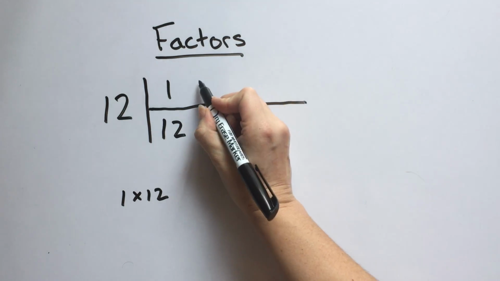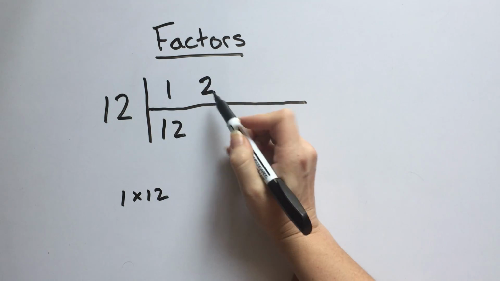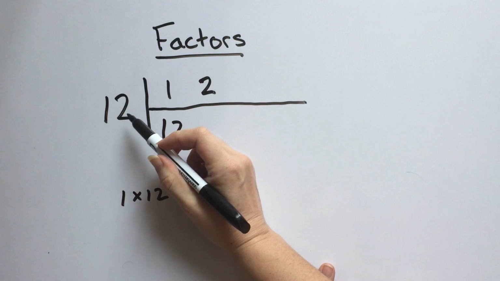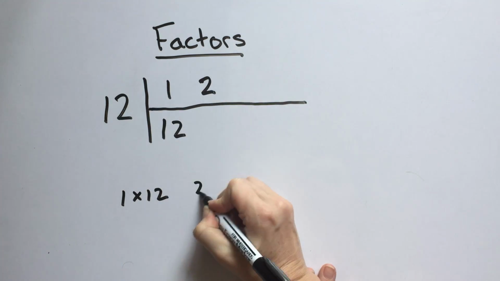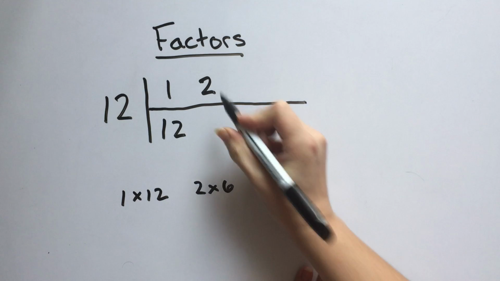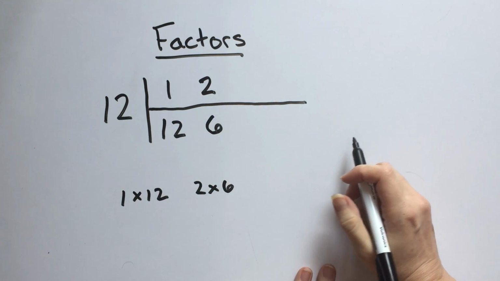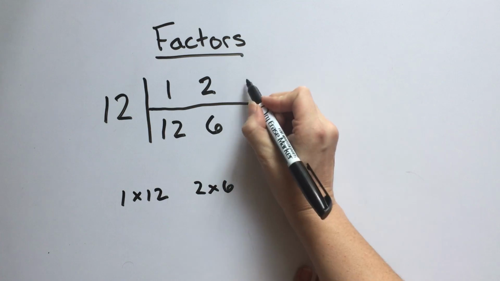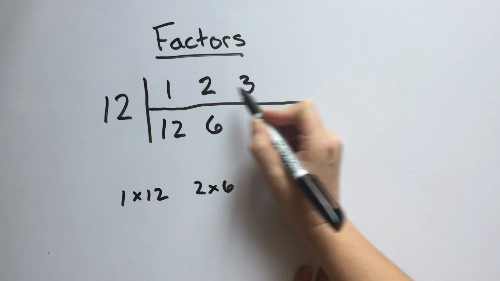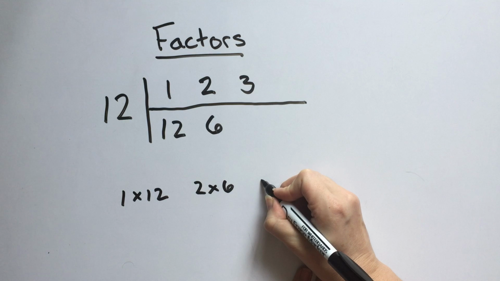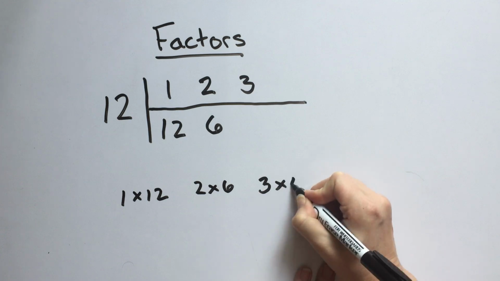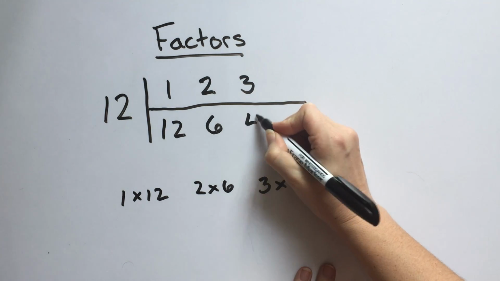Next one, I figure, all right, so I'm going to put a 2 here. Can I do 2 times something to get 12? Well, yes, 2 times 6. So 2 times 6 equals 12. All right, next number, 3. Can I do 3 times something to equal 12? Yes, 3 times 4 equals 12.